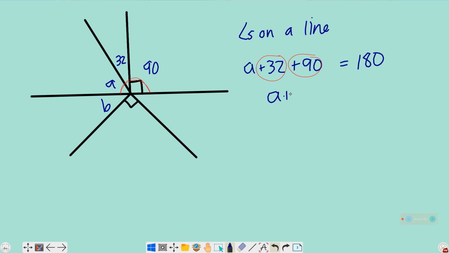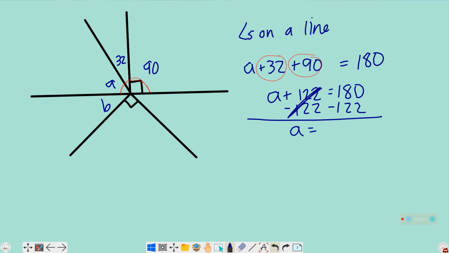Then we combine our like terms. 90 plus 32 is 122. Now we want A by itself, so we have to remove 122. This side gives us 0 there. So A equals 58.